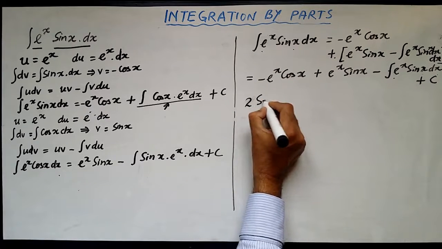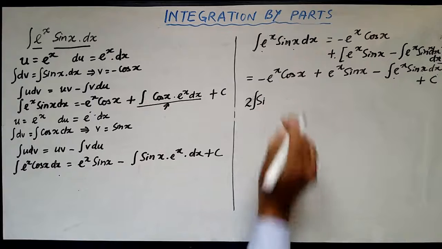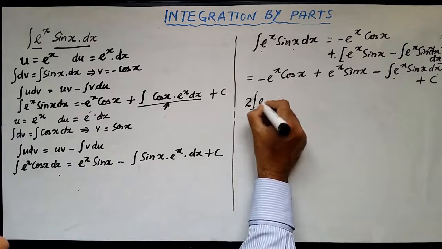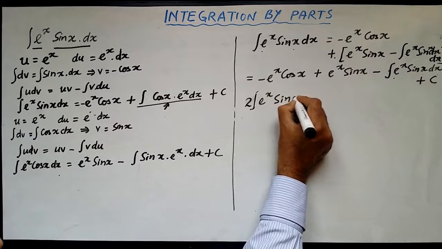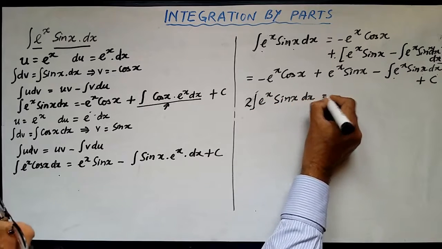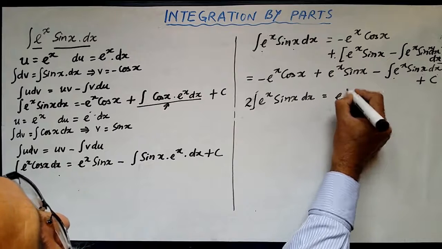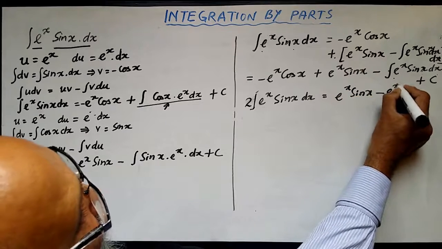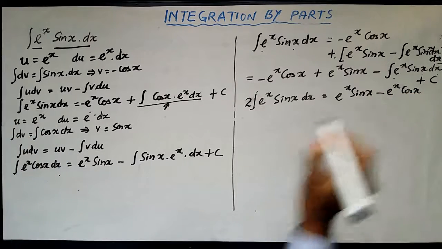So it becomes 2 times the integration of e to the power x sin x dx is equal to, we can say, e to the power x sin x minus e to the power x cos x.